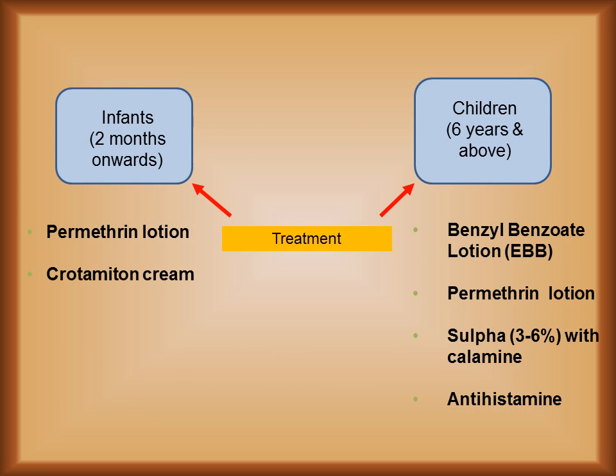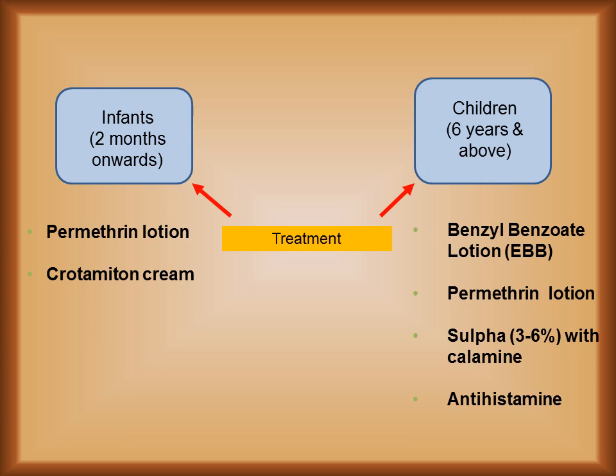Treatment of scabies can be divided between infants and children. For infants, permethrin lotion. One application and repeat another application after 2 weeks. To be applied to the whole body and may include the face if lesions are found on the face. Leave overnight for 8 to 12 hours and wash off the following morning. Crotamiton cream. Apply to all lesions 3 times a day for 2 weeks.